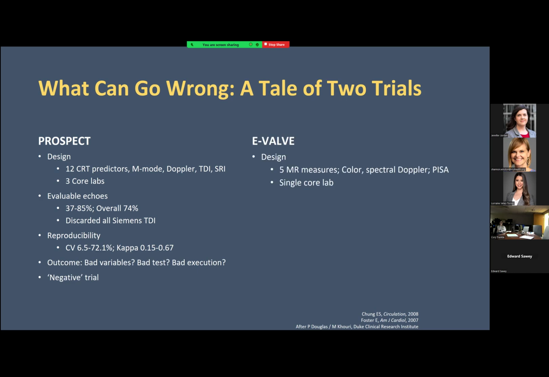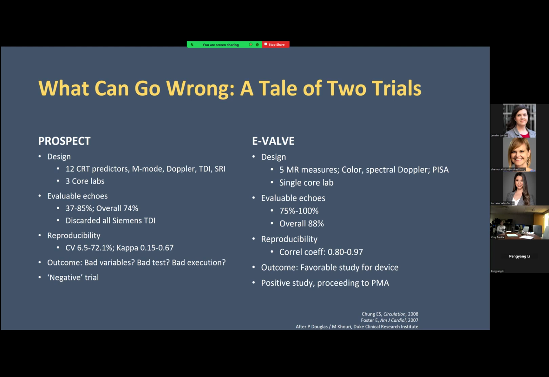Fast forward to a few years later, we had the eValve study, which was a similar design, looking at 5 mitral regurgitation measurements, and they used a single core lab. Their overall evaluable echoes were 75 to 100%, with an overall rate of 88%. So it was a little bit more control over the input and collection of the data, potentially. They had much better reproducibility with correlation coefficients of 0.8 or better. And the outcome was favorable for the same device compared to what the Prospect trial had. So it was a positive study, things went on.